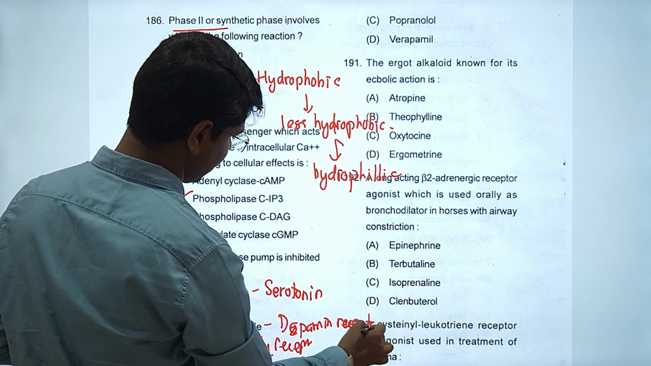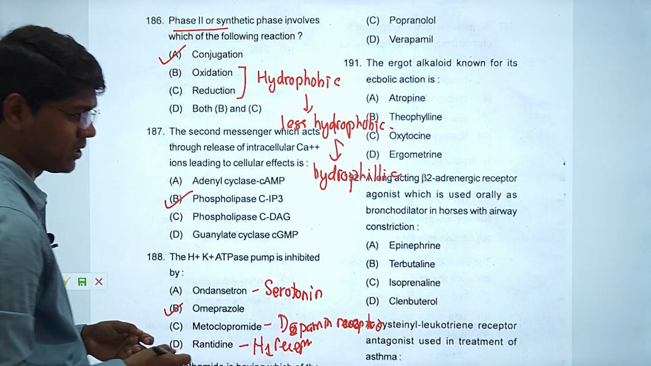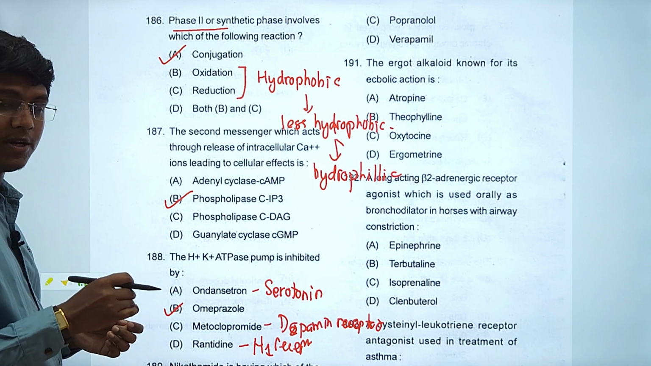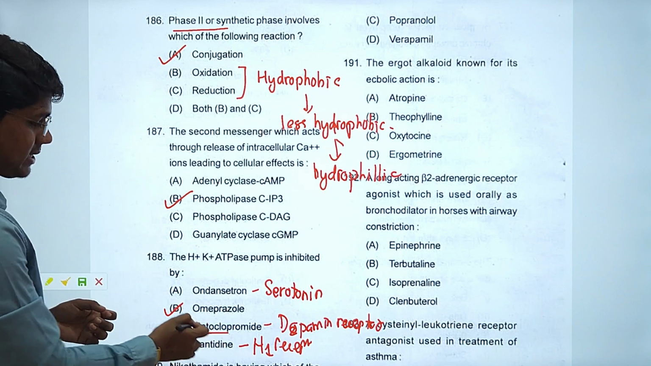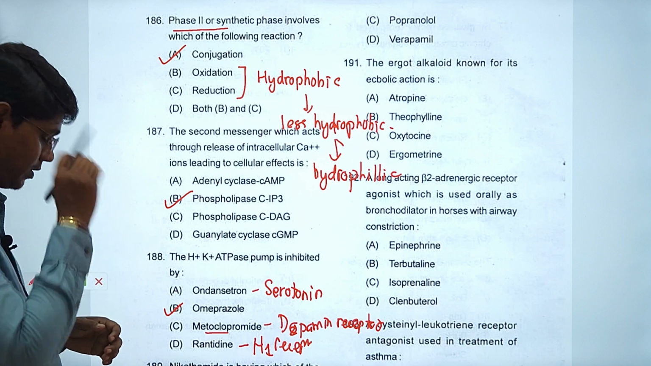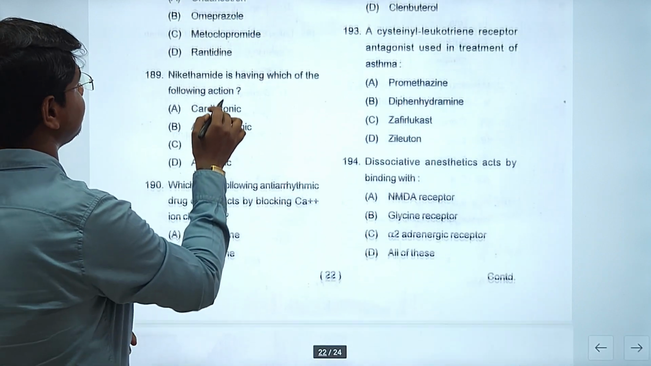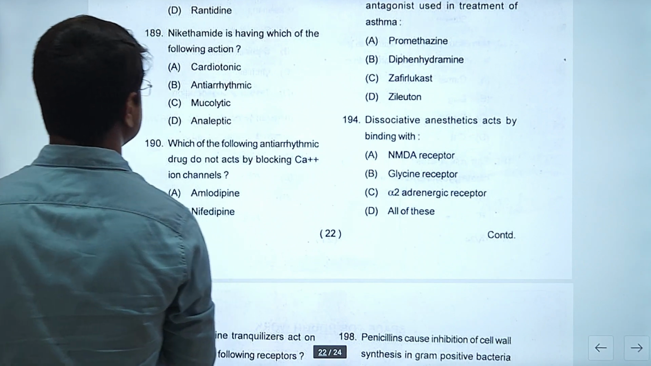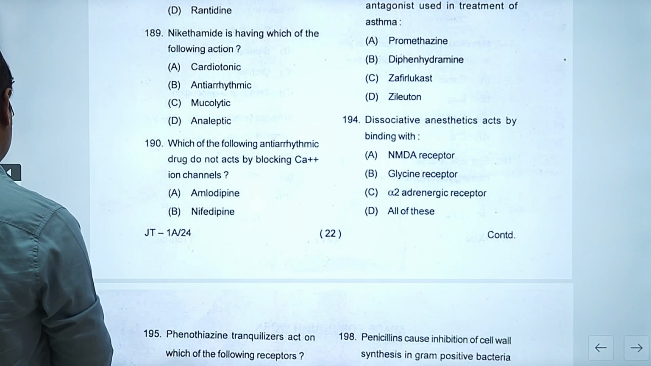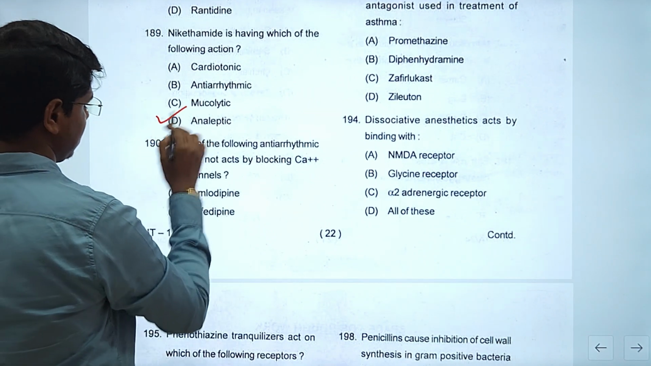Can you tell another pre-anesthetic which acts on dopamine receptor? That is why they are also very good antiemetic like metoclopramide. I have taught you that it's phenothiazine. Nicotinamide is having which of the following? It is a respiratory stimulant, has analeptic action.